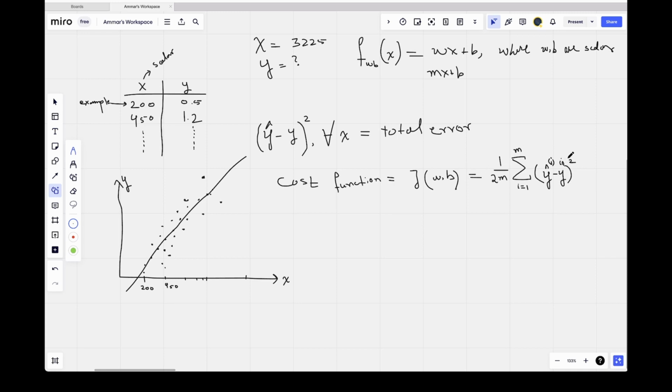So this is our cost function. Now this cost function is actually dependent on the value of w and b, right? And that makes sense, right?